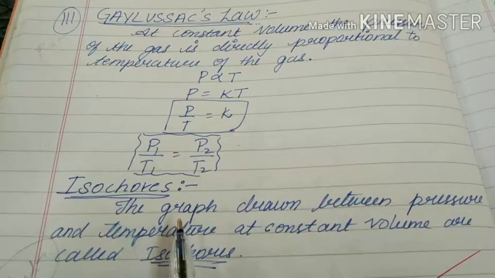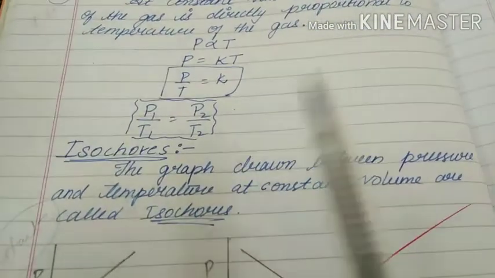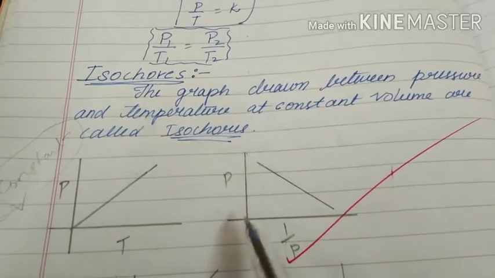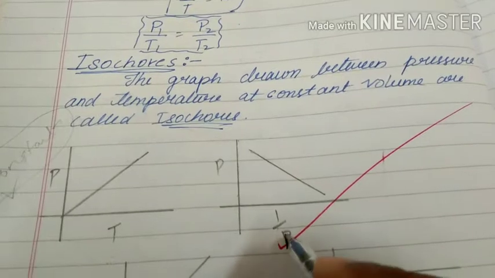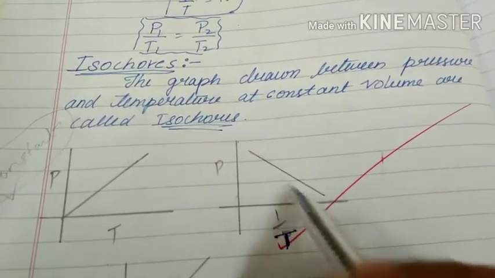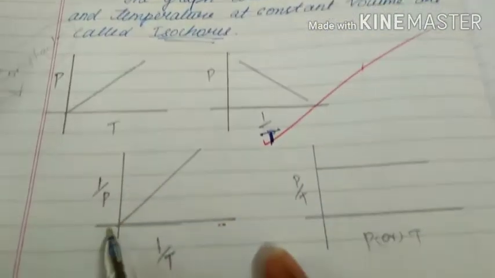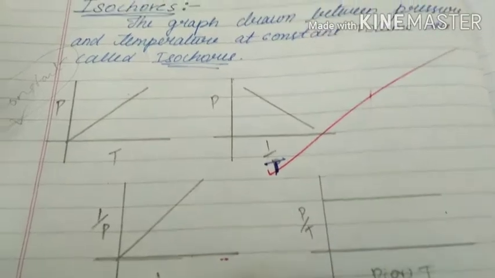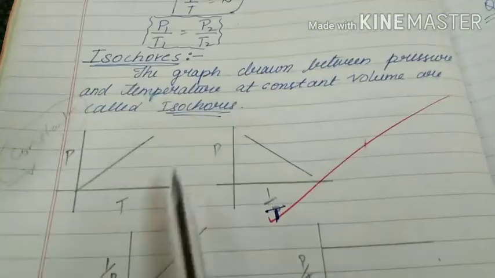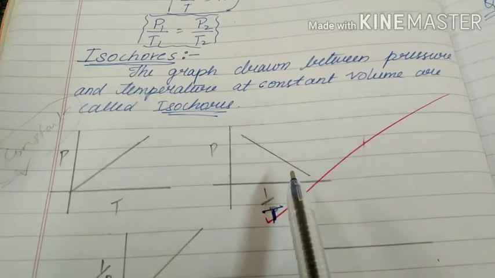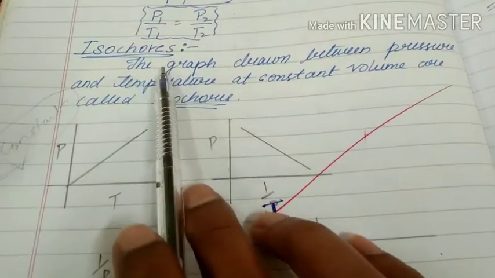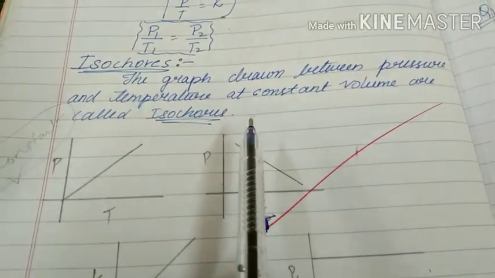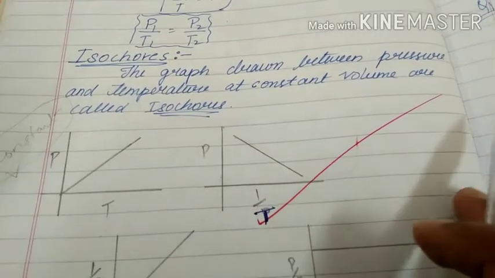Here also you can draw the graph between pressure versus temperature. Then you get a straight line. Pressure versus 1 by T, then you get an inversely proportional graph. 1 by P versus 1 by T is directly proportional. P by T versus P or P by T versus T, then you get a straight line because P by T equals constant. Here all the graphs are drawn at constant volume, so these graphs are called isochores. What are isochores? The graphs which are drawn between pressure and temperature at constant volume are called isochores.